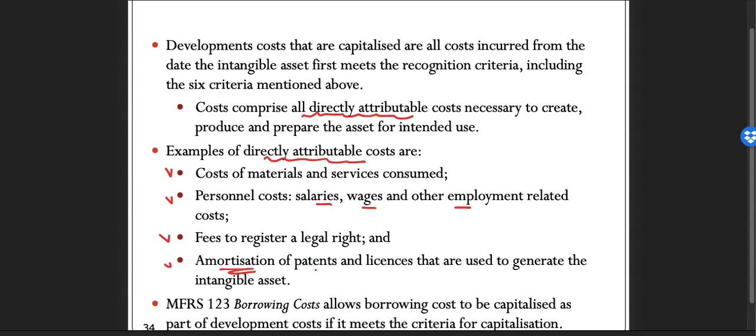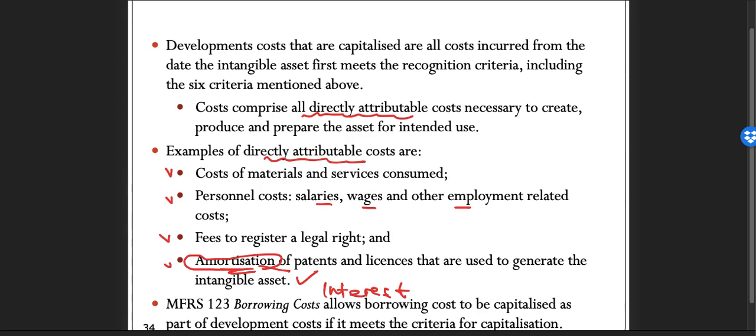Also the amortization part, yeah, not the patent and license, which is under IA, only the amortization, because normally you treat this amortization as expenses, but if you use that patent and license in the development of the product, the expenses relating to that IA, which is amortization, this one can be capitalized. You can capitalize, okay. MFRS 123, borrowing costs, allows borrowing costs to be capitalized as part of development cost if it meets the criteria for capitalization. So if you borrow money during the development and there is interest charged on that borrowing, that interest can be recognized as development cost.